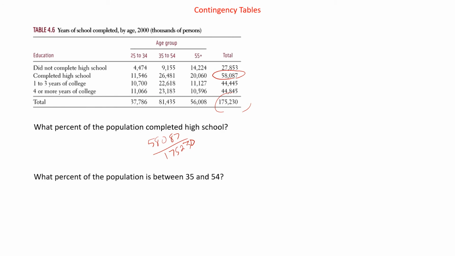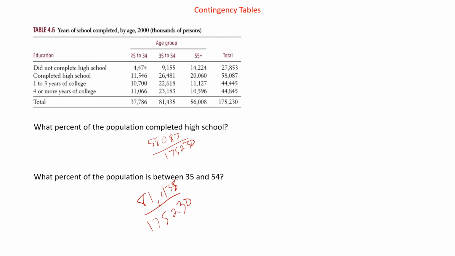Well, what about the percentage of the population that's between 35 and 54? So now we're looking at all the 35 and 54-year-olds. So it's going to be that divided by our total. So now we're looking at 81,435 divided by the 175,230. So that would be the percentage of the population that's in between 35 and 54. All right, that's not too bad so far.